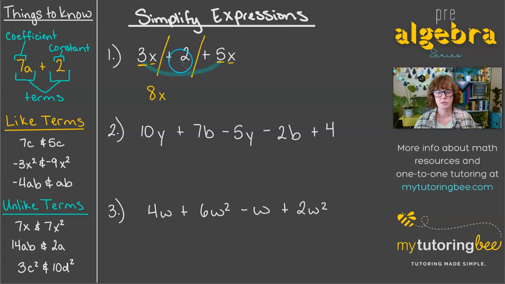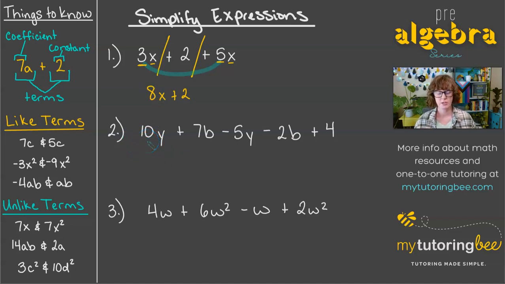And then the 2 doesn't have anything else to add or subtract with it. So we're just going to drop that down as plus 2. So that is our answer, 8x plus 2. We can't go any further with that because these two are not like terms. They don't have the same variables, so we can't combine them. And these are not equations, so we can't solve them. Let's go on to problem 2.